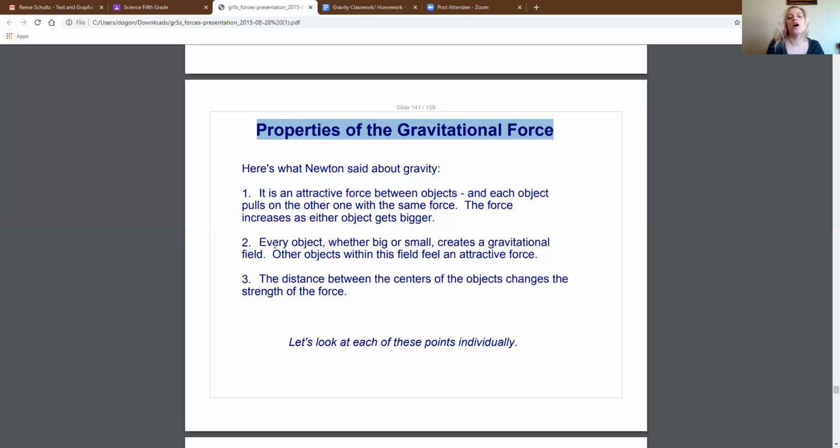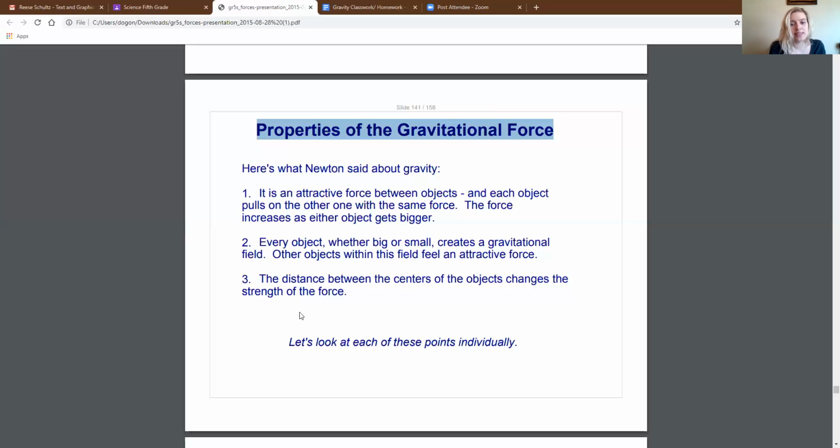The second thing he discovered was that every object, whether big or small, creates a gravitational field. Other objects within this field feel an attractive force. So every object, no matter what, has a gravitational field around it. It doesn't matter if it's a marker, if it's you yourself, or if it's anything. Everything has a gravitational force, okay?